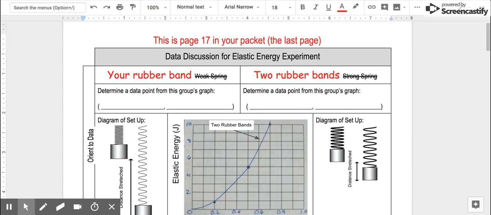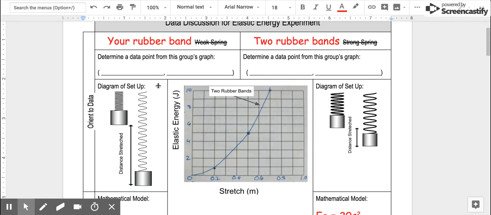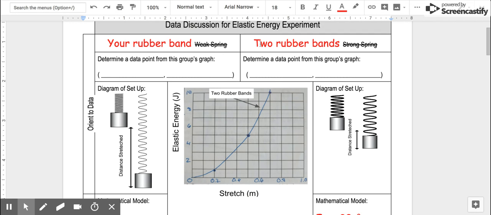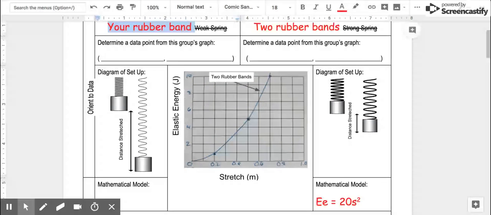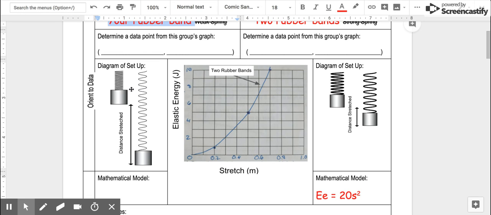I took data on 2 rubber bands, and this one is your rubber band here. So on your graph, I want you to cross off where it says strong spring, and really we just did this drop with 2 rubber bands and took data on it. On the left side should be your rubber band, which is just a single rubber band. We already have a pre-made diagram set up here, so you can just see that a single rubber band with the same weight is going to stretch a lot further than a double rubber band.